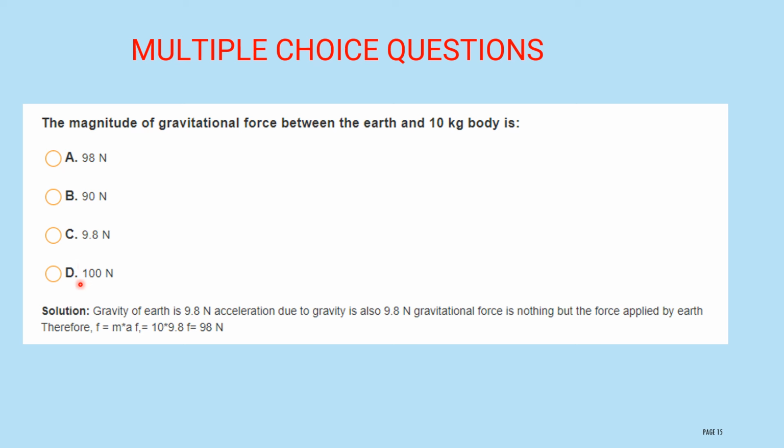You know, gravity of earth is 9.8. Acceleration due to gravity is also 9.8. Gravitational force is nothing but force applied by the earth to a particular body. Therefore, F is equal to m into a. Here a is the acceleration due to gravity, its value is 9.8. m is nothing but mass of the body. Here they have given the value 10 kg. Therefore, 10 into 9.8. If you multiply, you will get 98 Newton.